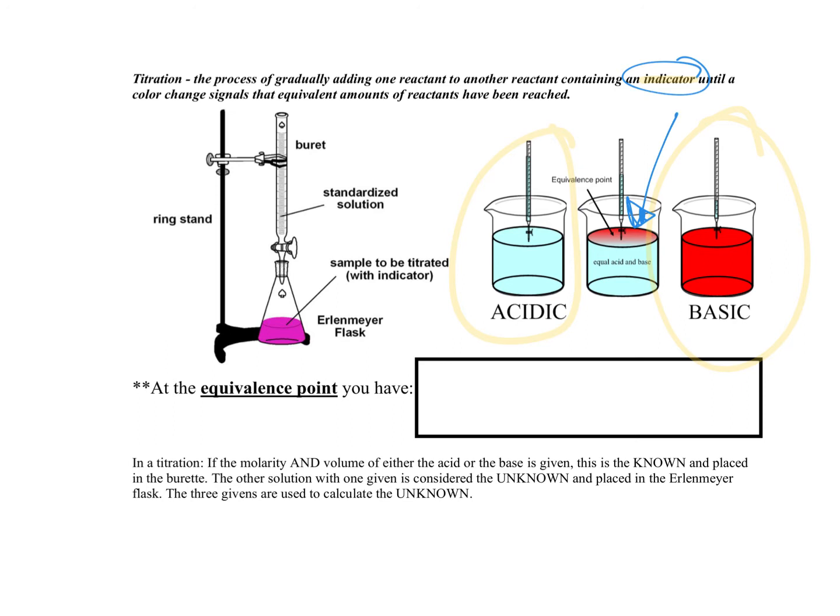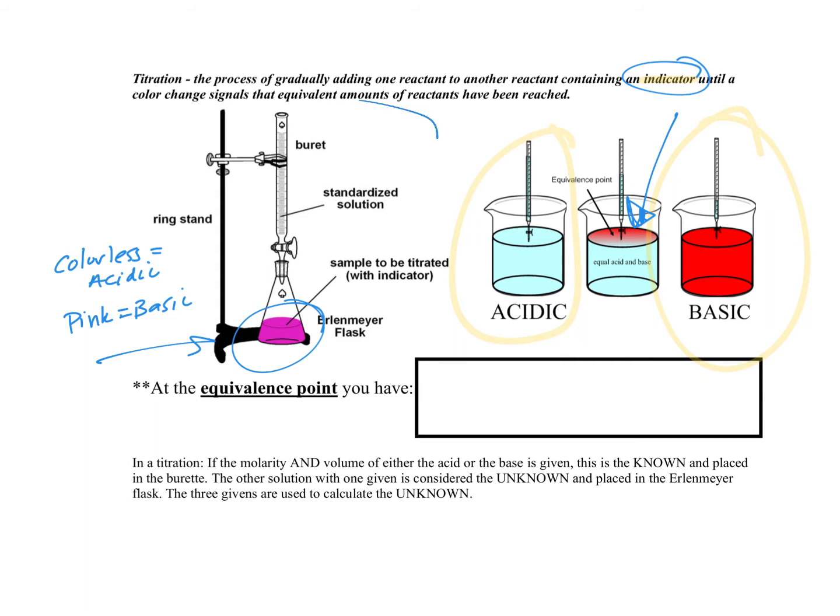So there are a lot of different indicators. A common one that we typically use in lab is called phenolphthalein, which is colorless when it is acidic, and pink when it's basic. So if you're using the indicator phenolphthalein, that neutral point, or we're going to call it equivalence point, you're looking for right when it's about to switch from clear to pink or pink to clear.